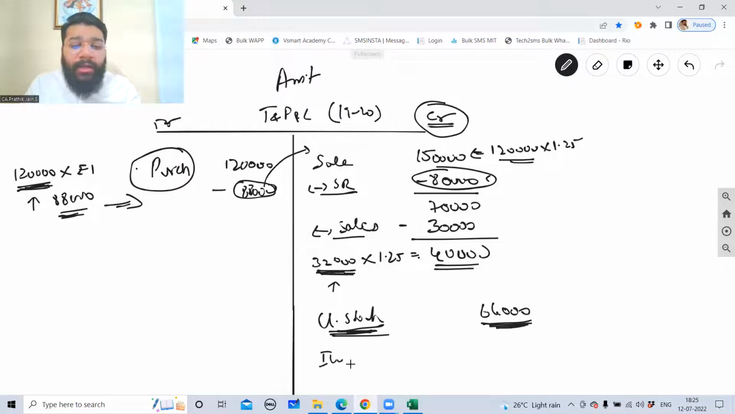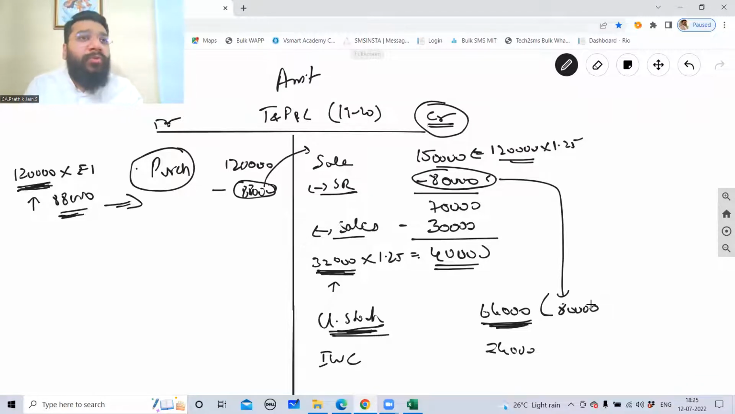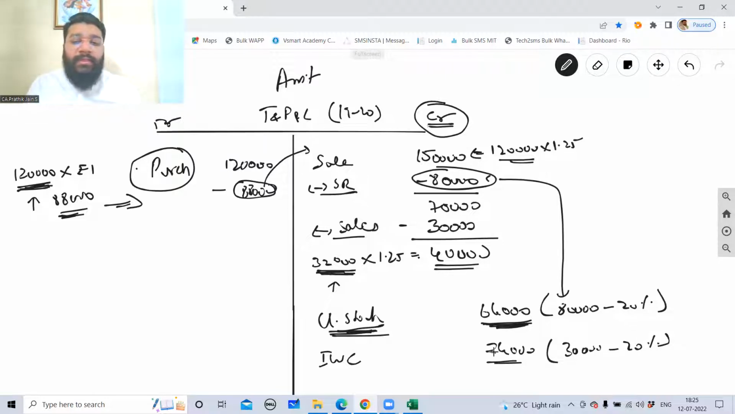And inventory with customer is how much? 30,000 minus 20%, which is 24,000. This is nothing but the sale of goods that has been returned is 80,000. 80,000 is the sale value of goods which is returned. Minus 20% profit on sale if you do, you will get the cost price. Here it is 30,000 minus 20%, which is 64 plus 24, correct? 64 plus 24 is 88. So this 88, you minus it from the purchase.